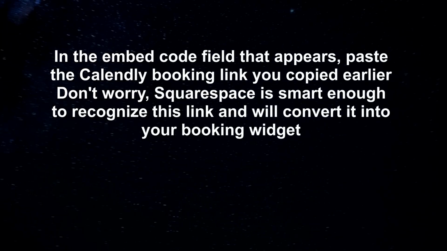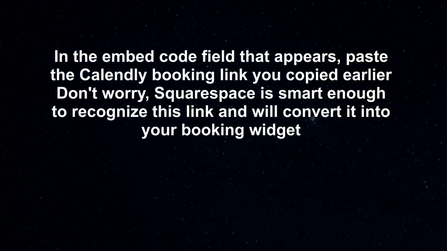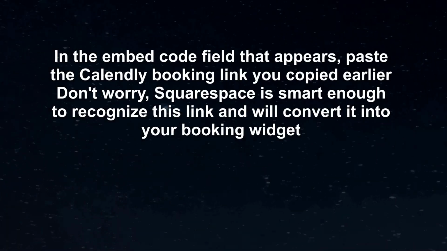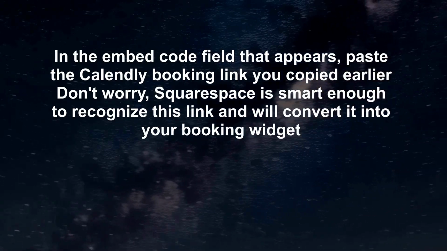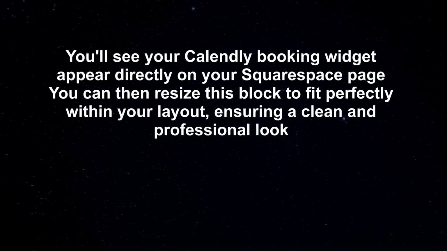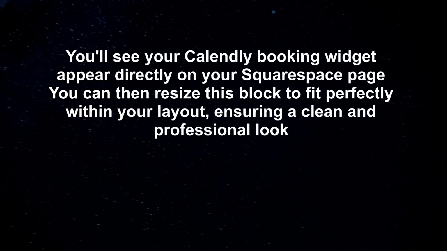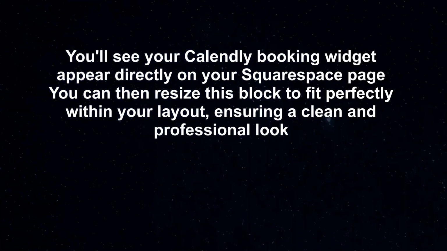In the Embed code field that appears, paste the Calendly booking link you copied earlier. Don't worry, Squarespace is smart enough to recognize this link and will convert it into your booking widget. You'll see your Calendly booking widget appear directly on your Squarespace page. You can then resize this block to fit perfectly within your layout, ensuring a clean and professional look.